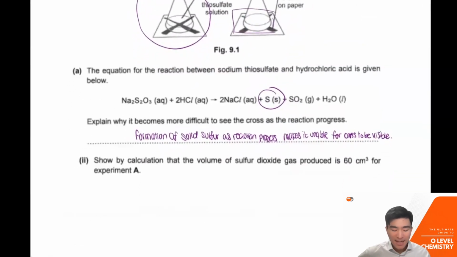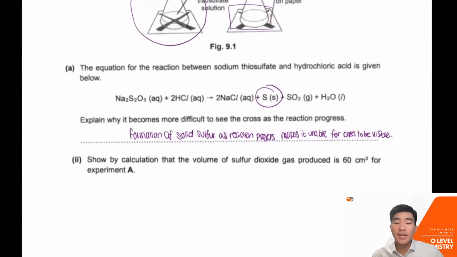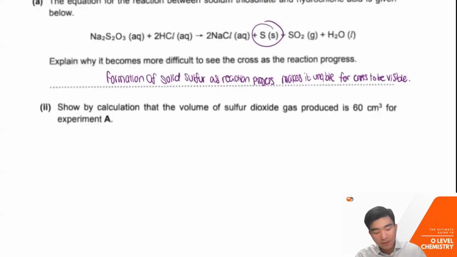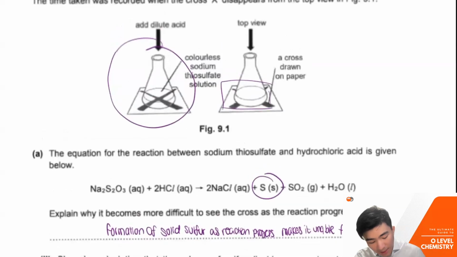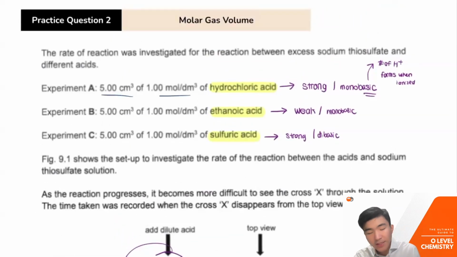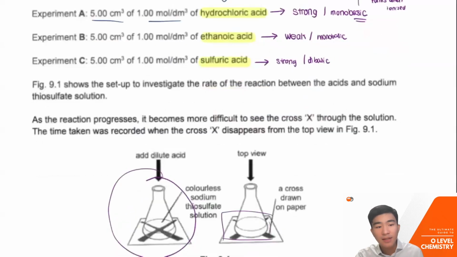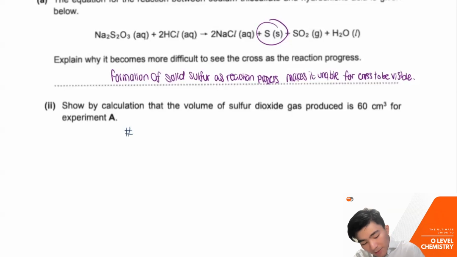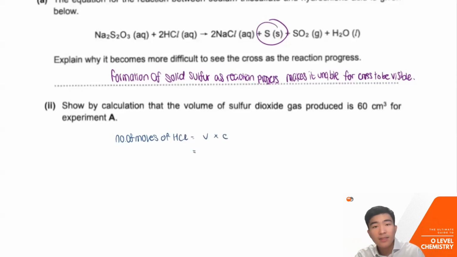Now, this is the part that I want you all to try. Part 2: show by calculation that the volume of sulfur dioxide gas produced is 60 cm cube for experiment A. For those of us who don't know how to start, they tell us the volume and the concentration of HCl. So I'm going to use the formula for concentration to find the number of moles of HCl: volume times concentration.